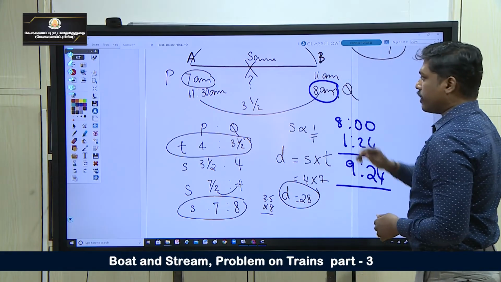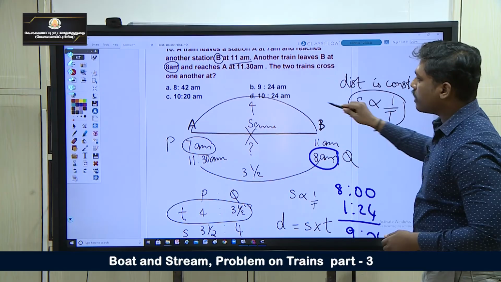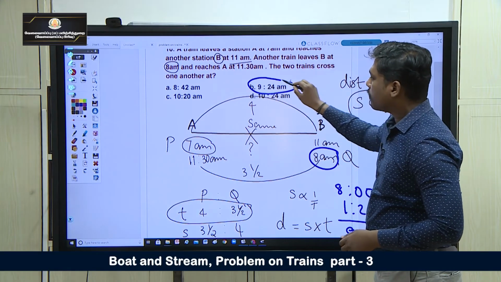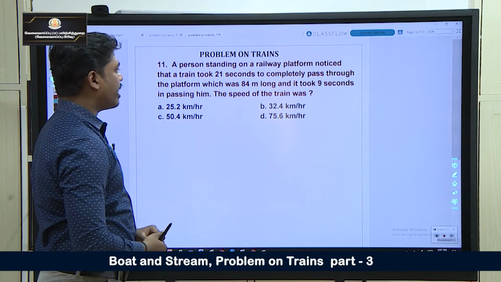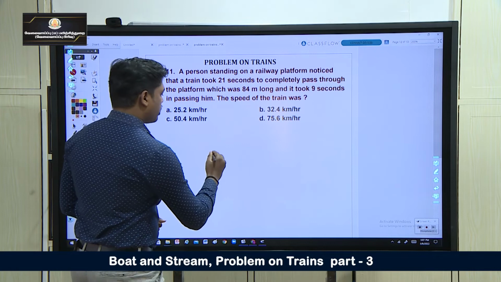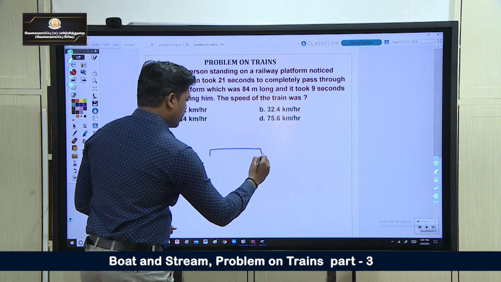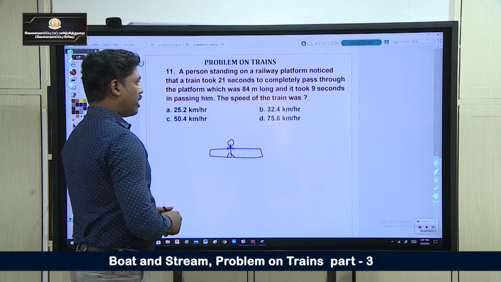Train 2 starts at 8 a.m. So after 1 hour 24 minutes they meet at 9:24 a.m. The next problem, look at here. A person standing on a railway platform.